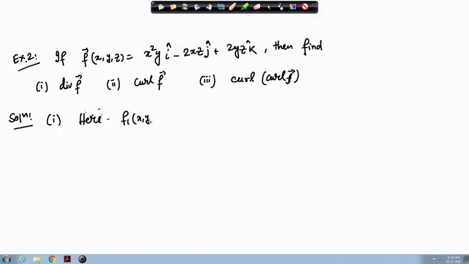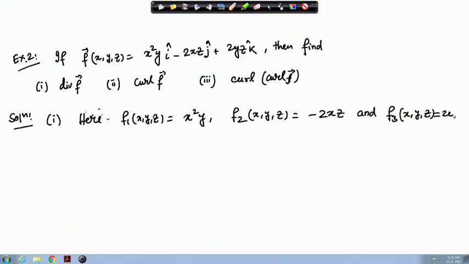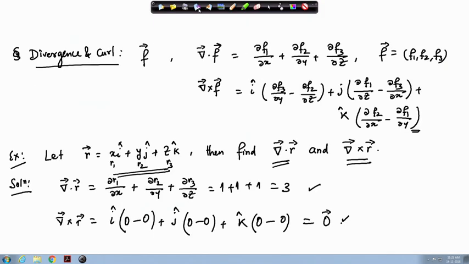I am just writing f1(x, y, z) equals x square y, f2(x, y, z) equals minus 2 x z, and f3(x, y, z) equals 2 y z. All right. So, I just wrote the three components for our sake. Now, we have the divergence of f. I can write it in notation as nabla dot f, and now we can go back to the formula for divergence. It is del f1 del x, plus del f2 del y, plus del f3 del z.